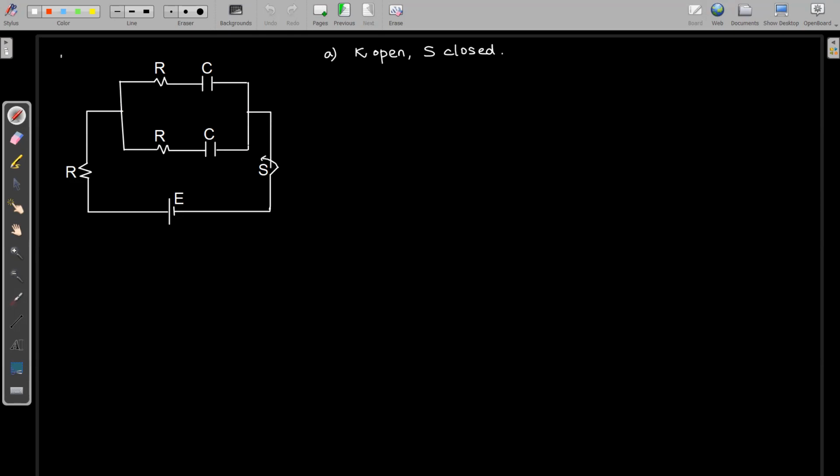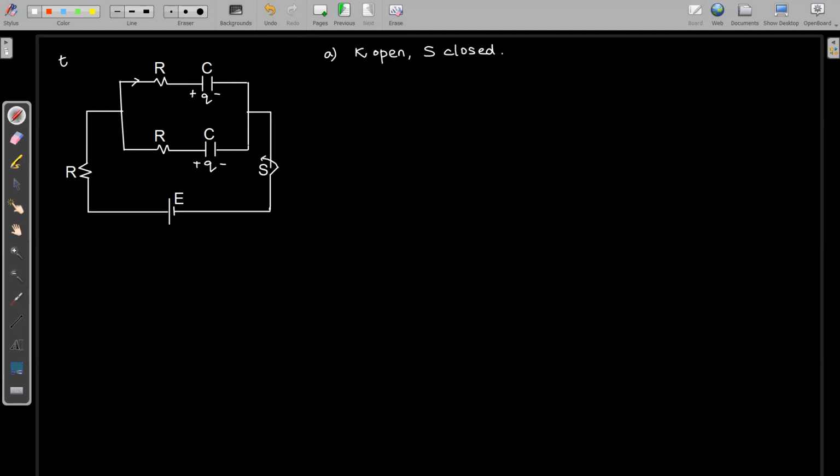Now suppose at any time t, the charge on the capacitor is Q, and on this capacitor also I can take the same charge because you can see that these two RC branches are connected in parallel and the values of resistance and capacitances are also the same. So by symmetry, I can say that the charge on both the capacitors will be the same at any instant.